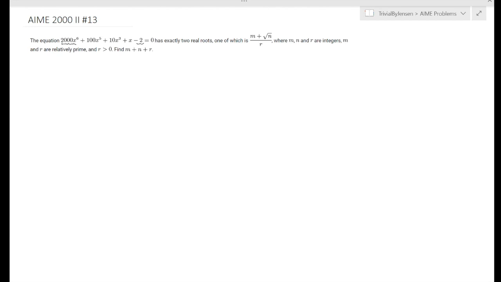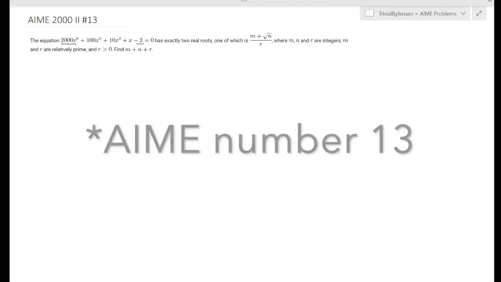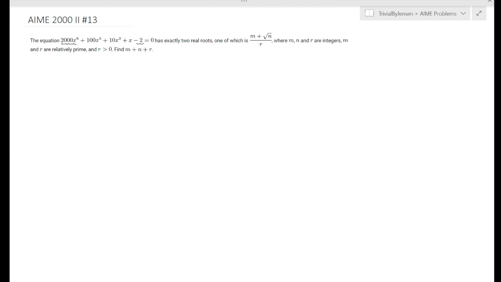So clearly the way to go for this rather trivial number AIME 13 is to factor this somehow, and there are a bunch of different ways you can factor this, but the one that's going to prove the most useful for us is if we group the 2000 x to the 6th and the -2 constant term together, and you're going to see why that works out so nicely in a second. So let's go ahead and factor like that. So we're going to group those two terms together, and then we're going to group the other three together.